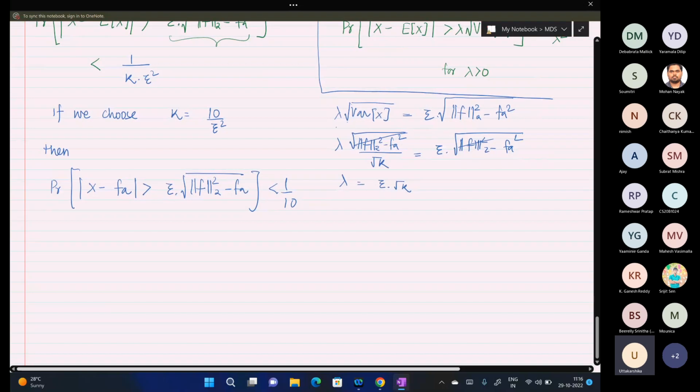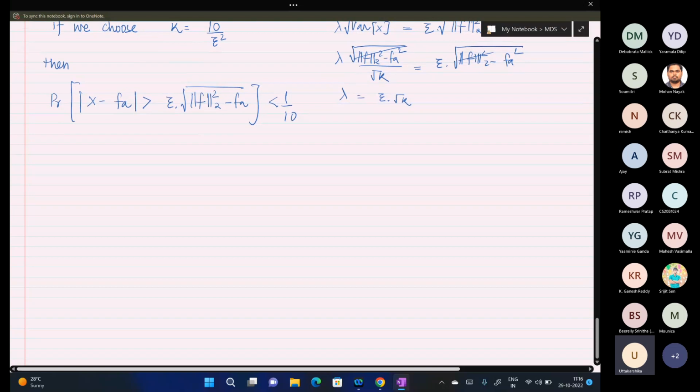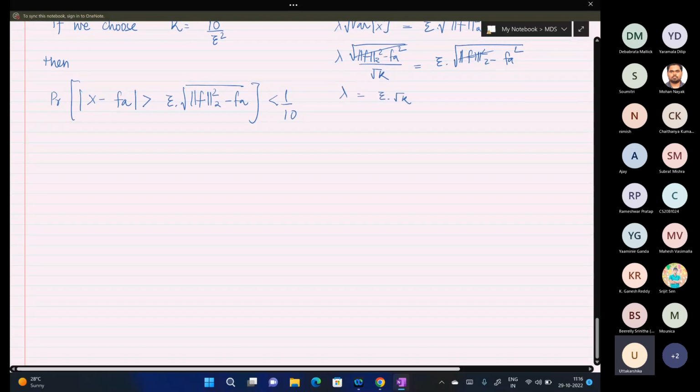So finally, we are not happy with this constant. We want this to be sufficiently close to 0. Basically, this should be at most delta for any delta greater than 0. So for that, we'll apply the median trick, right?